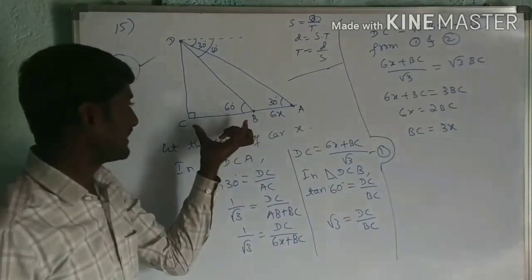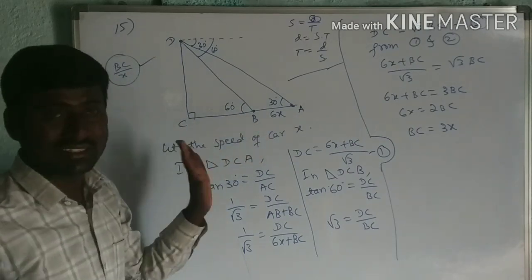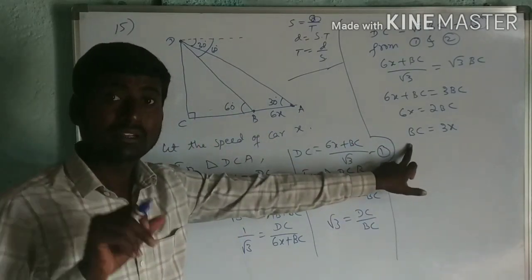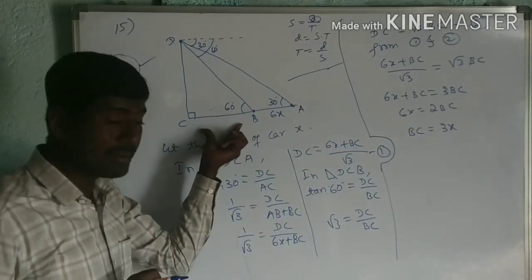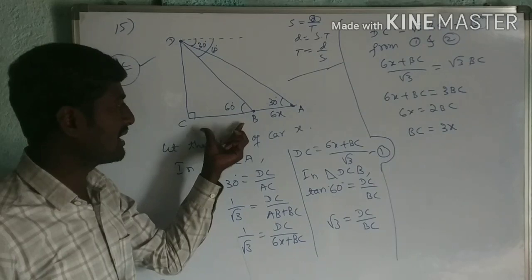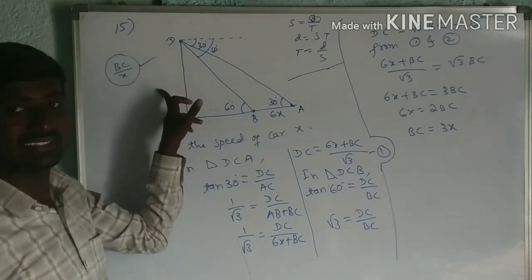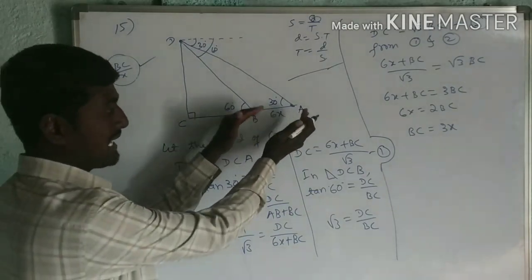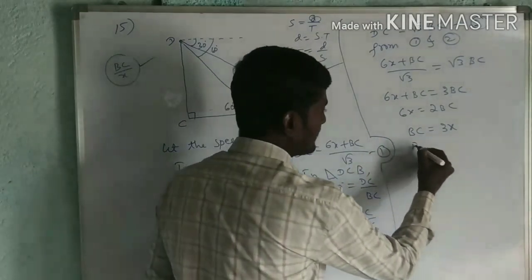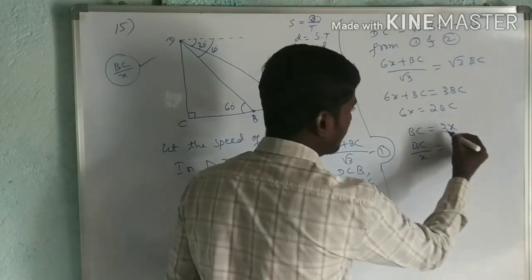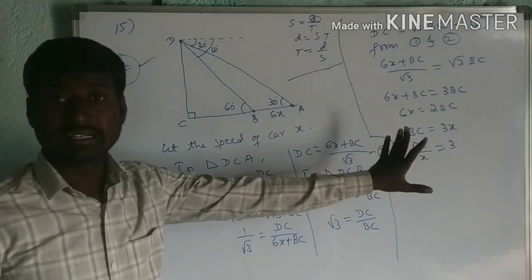BC is the distance covered by the car from the point B to C, but they ask you to find the time, not the distance. What is the time taken by the car to reach the point C from B? That is BC by x, according to the values we have taken. Now I want BC divided by x. BC divided by x is nothing but how much? 3. So this is the time.